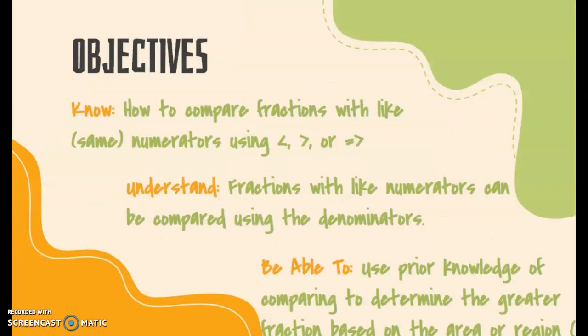Our objectives for today are: you will know how to compare fractions with like or the same numerators using less than, greater than, or equal symbols. We will understand fractions with like numerators can be compared using the denominators. And we will be able to use prior knowledge of comparing to determine the greater fraction based on the area or region.